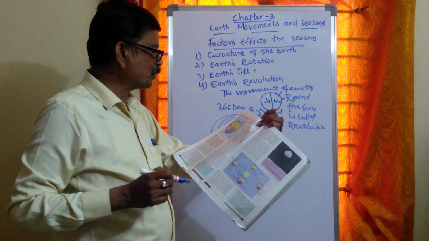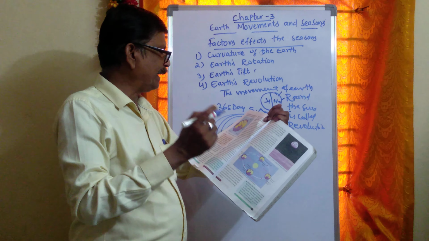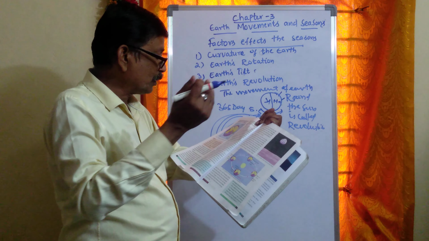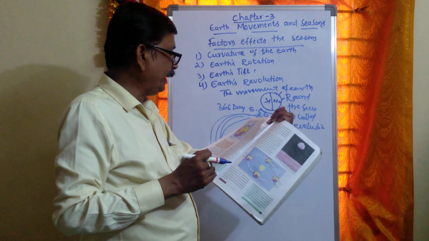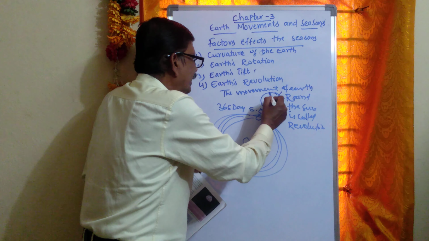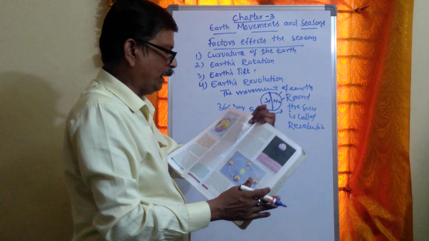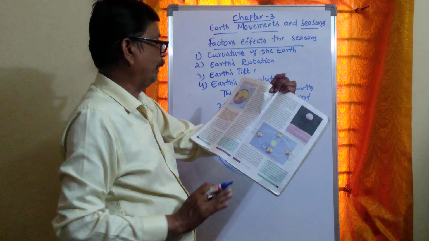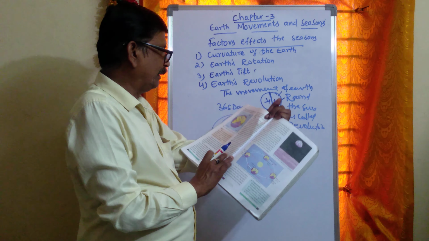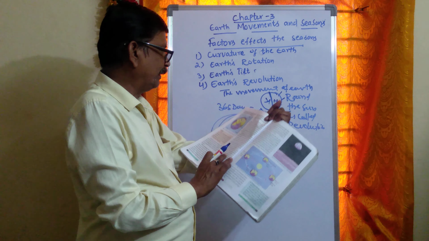But this is not so, because the axis of the earth's rotation is inclined, and it points in the same direction throughout the year. What do we mean by the inclination of the axis? We will discuss the different positions here. The earth goes round the sun on a regular path, that is called an orbit.